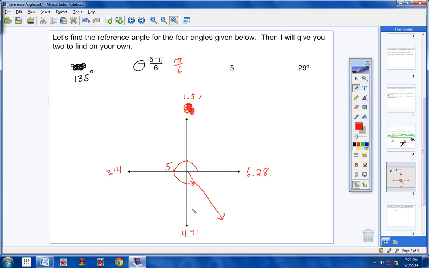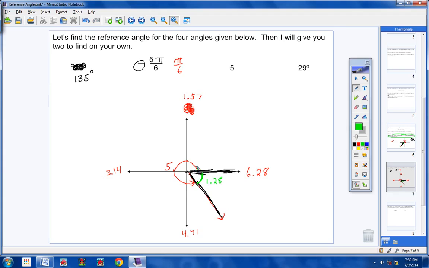Now students, think about it. If I want to find the reference angle, it's always the angle formed by the terminal side and the x-axis. So I'm looking for this angle right here. So this is not too bad. If I would have gone all the way around, it would be 6.28, but I didn't. I stopped at 5. So the remaining part, if you take 6.28 minus 5, this little angle right here, has to be 1.28.